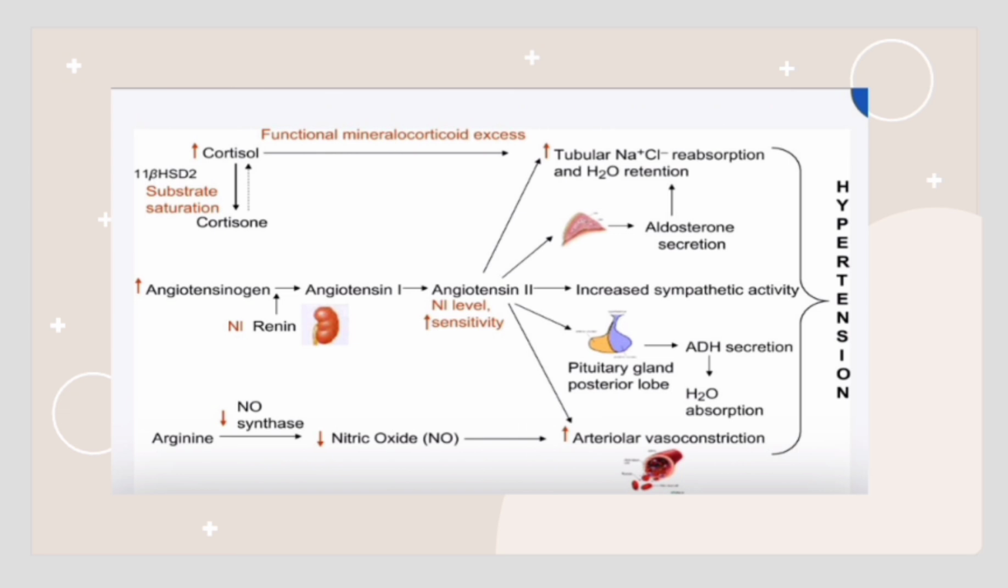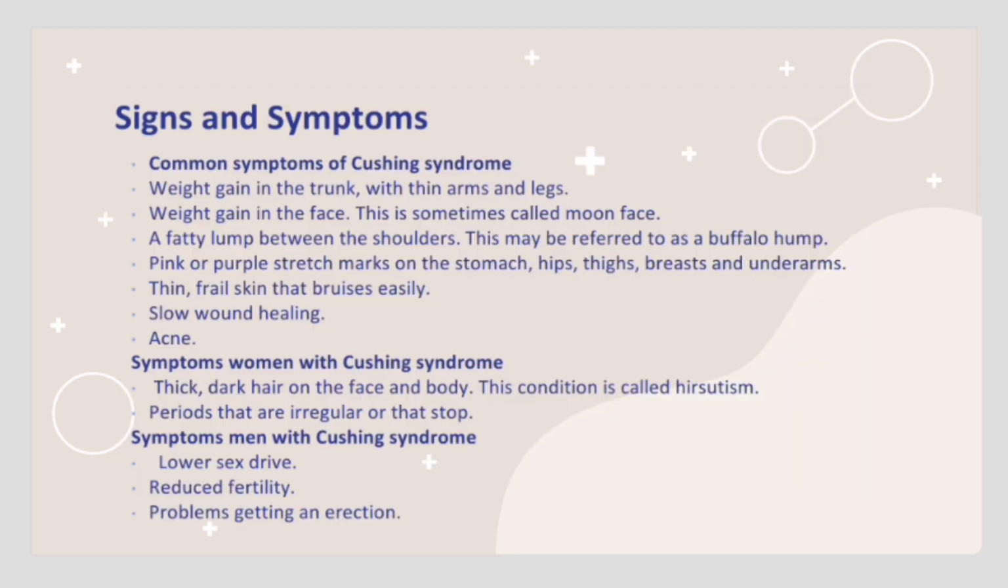By renin, angiotensinogen is converted into angiotensin 1, later converted to angiotensin 2. This increases the sympathetic activity. By angiotensin 2, there is a release of ADH hormone which leads to water absorption. This is called the RAS mechanism which leads to hypertension and hypokalemia. Hypertension is elevated blood pressure, hypokalemia is decreased levels of potassium.